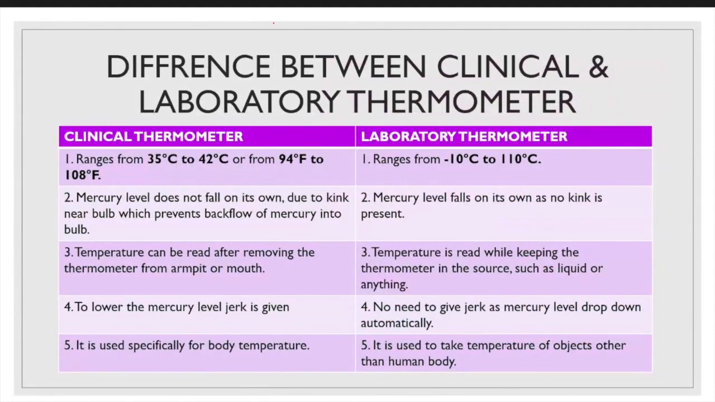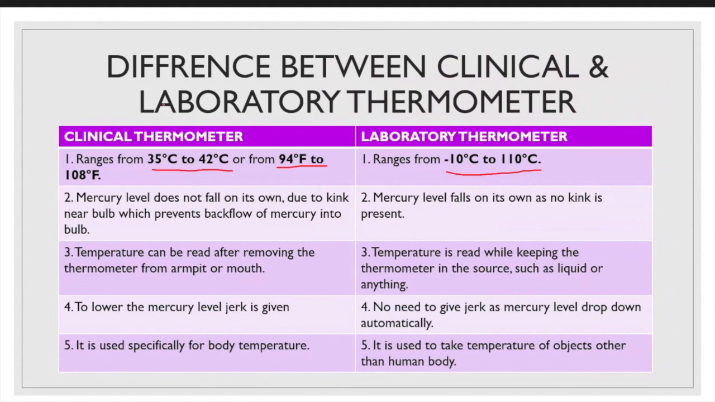Now let's discuss the difference between clinical and laboratory thermometer. In the clinical thermometer, the temperature ranges from 35 degrees centigrade to 42 degrees centigrade, or in Fahrenheit it's 94 to 108 degrees Fahrenheit. The laboratory thermometer gives a measurement in only centigrade, which is minus 10 to 110 degrees centigrade.